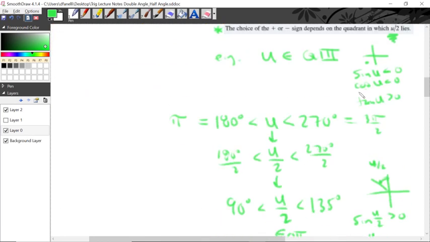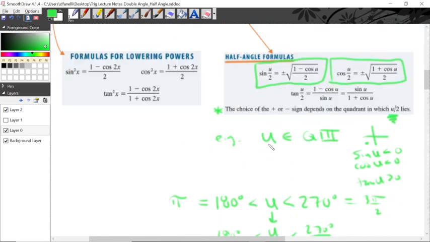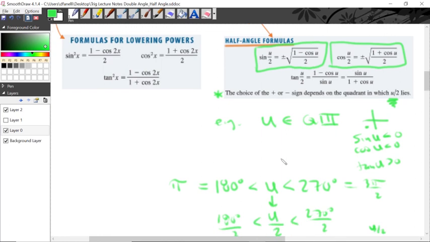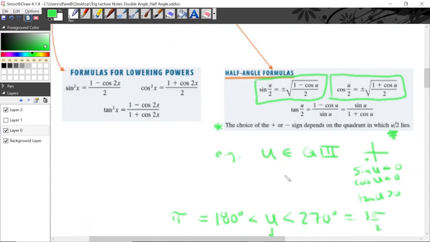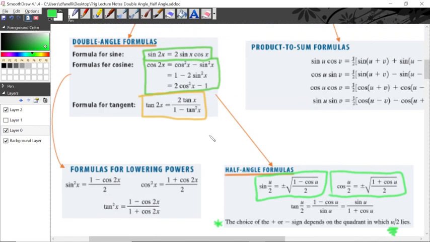Okay? So it matters that we're told what quadrant the original angle is in, and we have to then figure out where the half angle exists, in what quadrant? Because ultimately the quadrant of the half angle is going to determine whether we should choose plus or minus from these formulas. Okay, now half angle formula and double angle formula, they are directly related to each other.